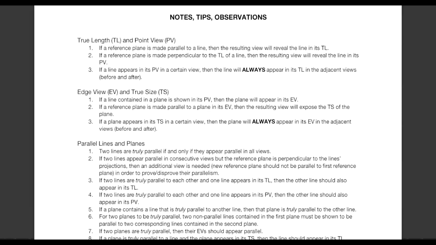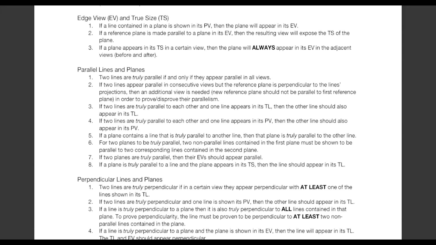This reference plane that I mention here is a folding line. If a reference plane is made parallel to a line, what I mean is the folding line that separates the two viewing planes. On parallel lines and planes, two lines are truly parallel if and only if they appear parallel in all views. If two lines appear parallel in consecutive views but the reference plane is perpendicular to the lines, then an additional view is needed.